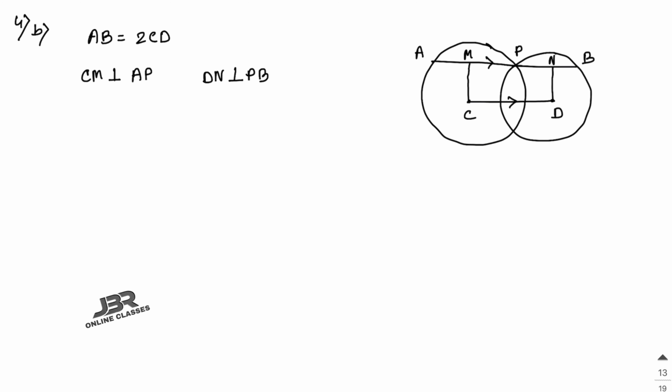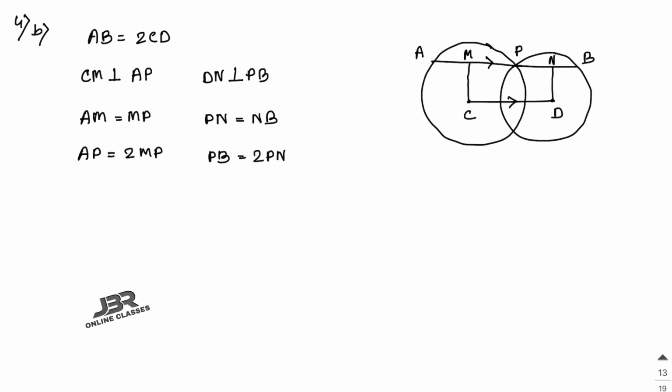Clear? Now here AM is equal to MP because M is the midpoint as CM is the perpendicular. So definitely here PN equals NB. So as AM is equal to MP, then you can write down AP is equal to 2MP. Clear? And as well as PB is equal to 2PN.